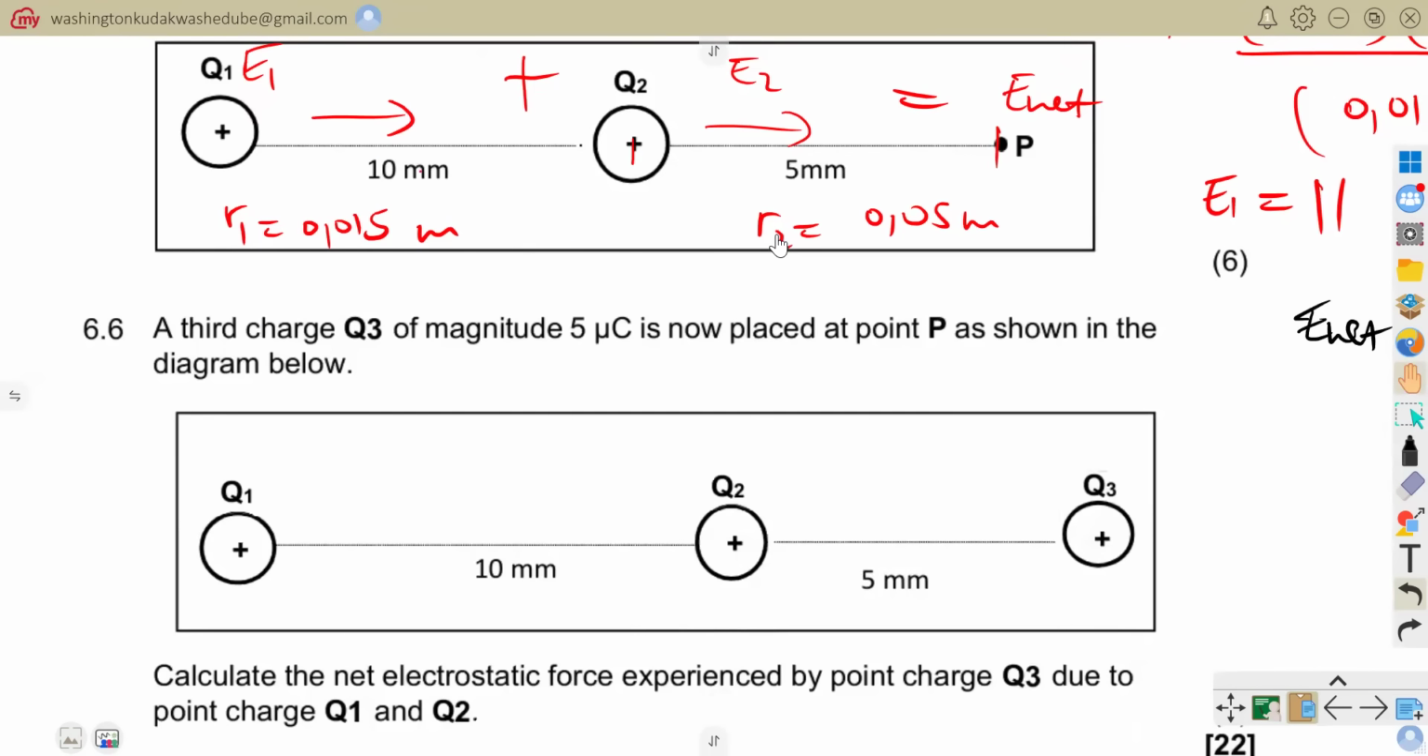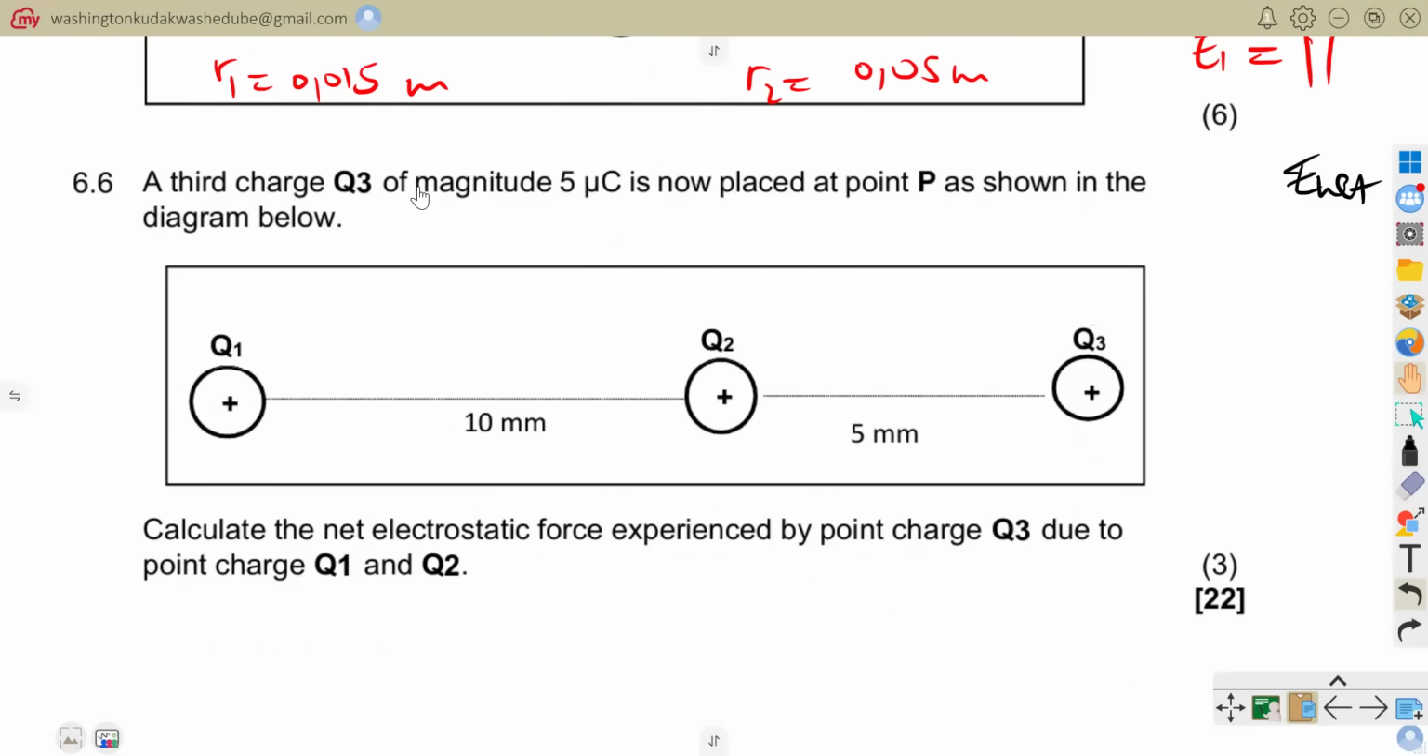Now, they are now saying that a third charge Q3 of magnitude 5 microcoulomb is now placed at point P. So at point P, which is this one, they've now placed a what? A 5 microcoulomb. Let me use a different marker so that at least you can see. They've now placed this 5 microcoulomb point charge. And then now they're saying, calculate the net electrostatic force experienced by point charge Q3 due to point charge Q1 and Q2.